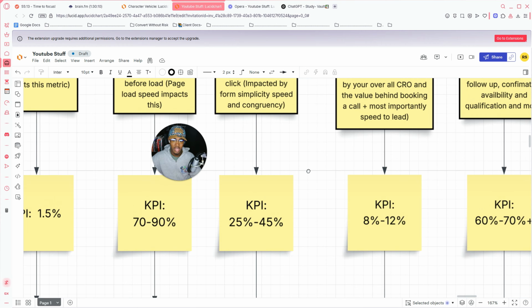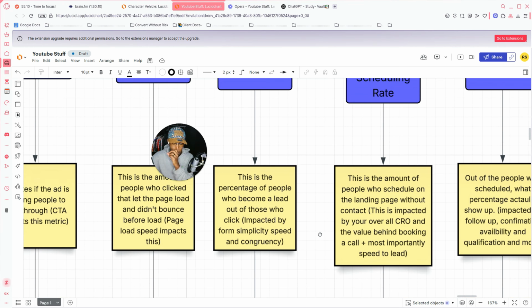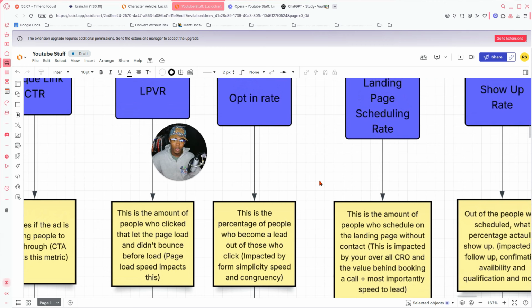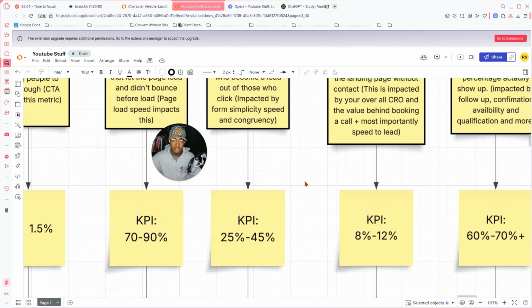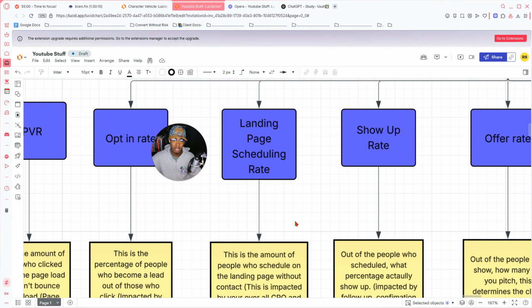The KPI for this is 25 to 45%. This depends on the warmth of your audience. The warmer the audience, the higher this metric needs to be. Now, the next thing is landing page scheduling rate.